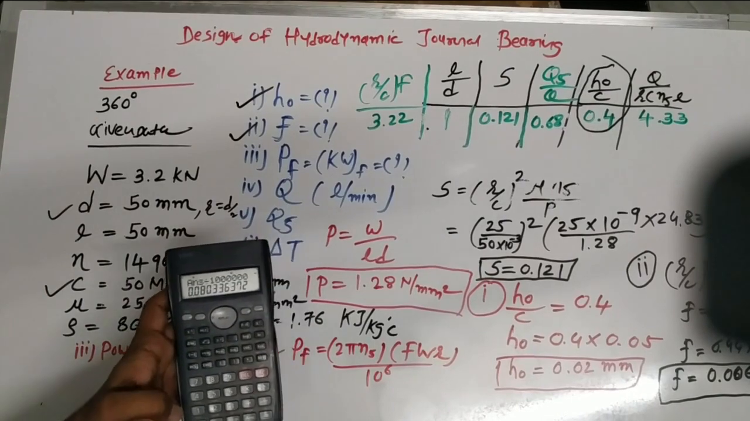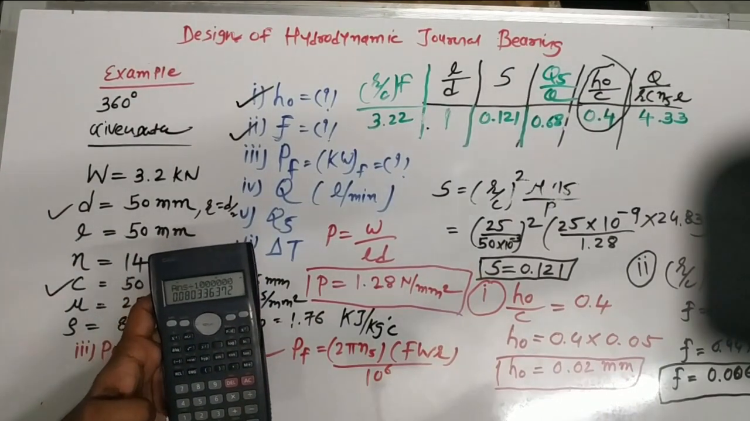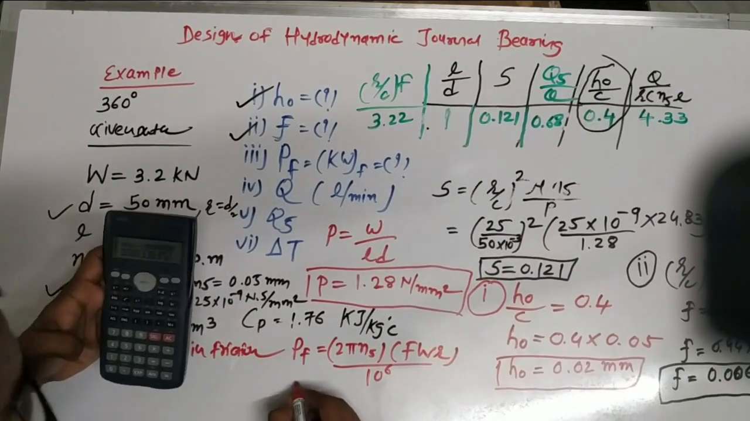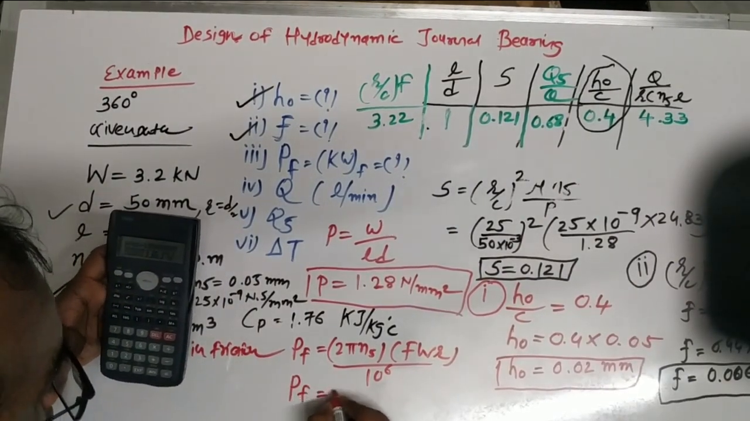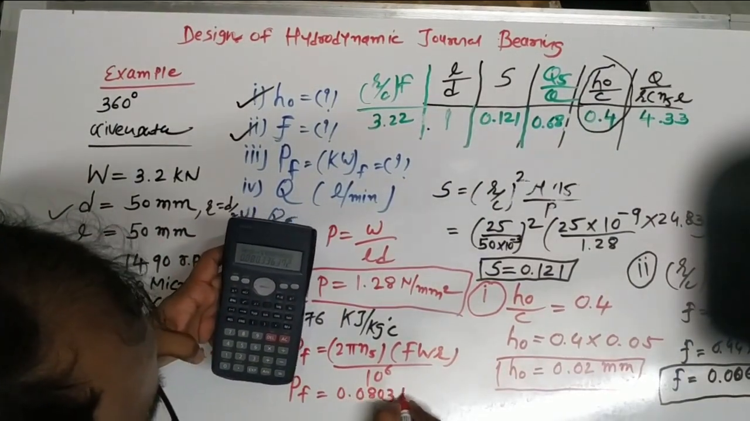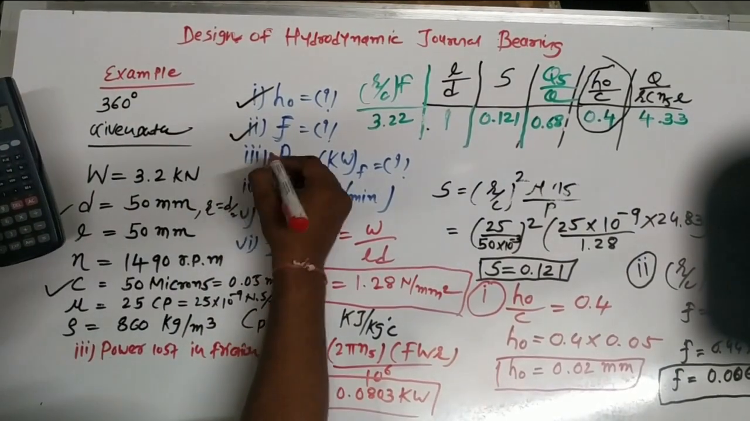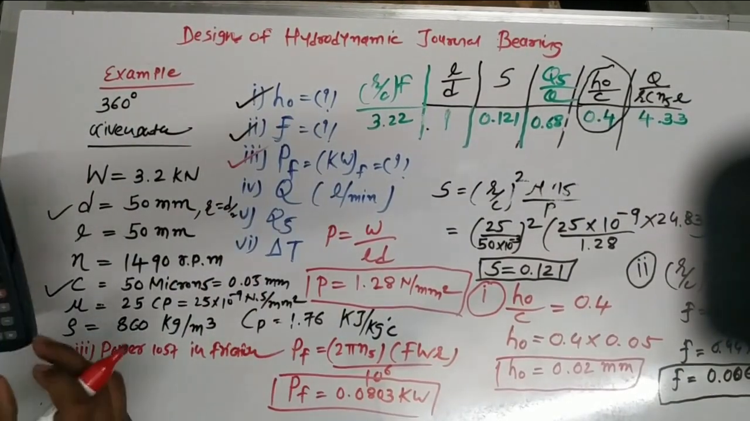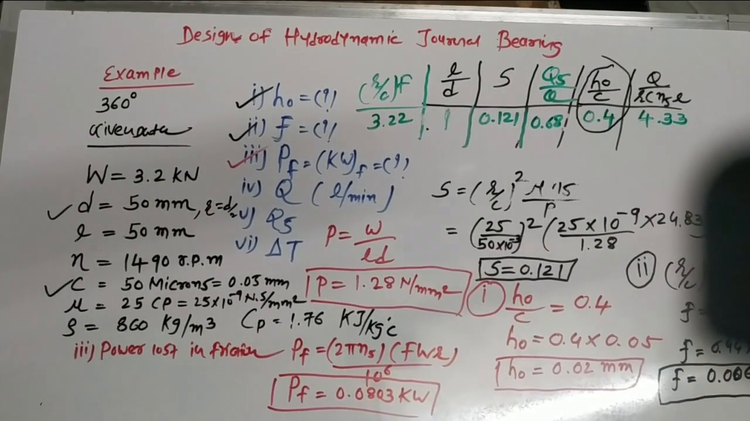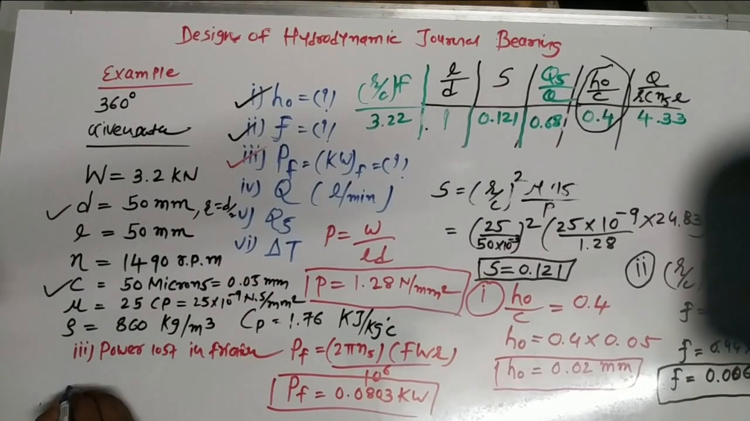Okay, so the power is there, you can see here 0.0803 kilowatts. So the answer of power is 0.0803 kilowatt. So that is the third parameter that we have seen here. Now after that the fourth parameter is Q, which you can call the total flow rate of the lubricant.